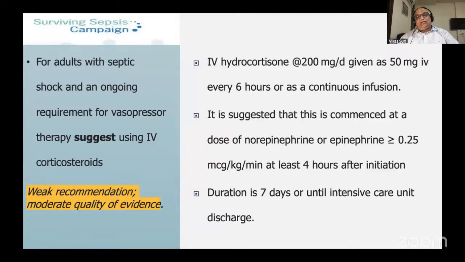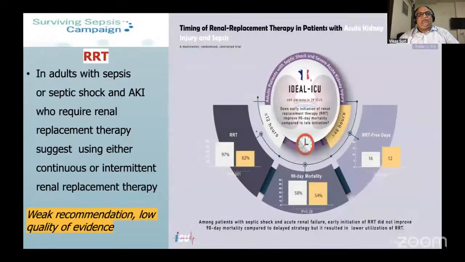It is generally said that it is commenced when the dose of norepinephrine or epinephrine is more than 0.25 micrograms per kg for at least 4 hours. The duration is generally said to be 7 days or until intensive care unit discharge. We generally give it for 7 days because prolonged steroid use may lead to hyperglycemia and increased infections.